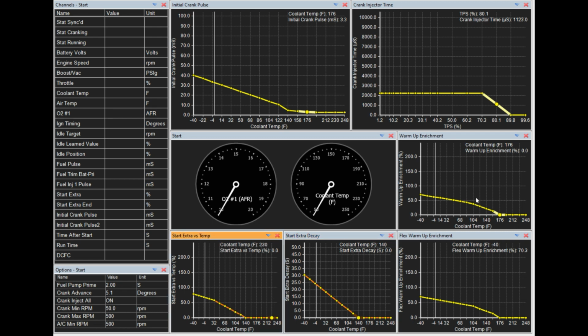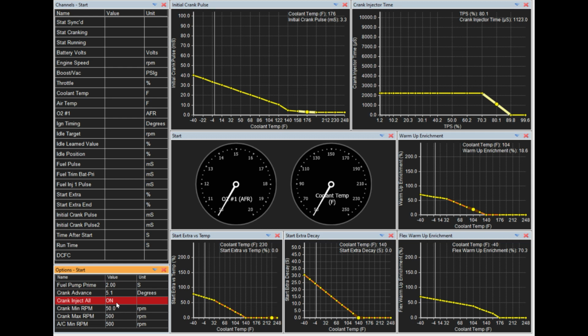Warm-up enrichment, same thing. It's going to continue to add a percentage of fuel until the car reaches a certain temperature. Right now we're saying that temperature is 176. Let's change that back. Once we've reached 140, we will make all of these values above that 0, so we won't add any fuel once we've reached 140. Then let's take this from 32 degrees coolant temperature to that 140, and we'll get that interpolated like that.